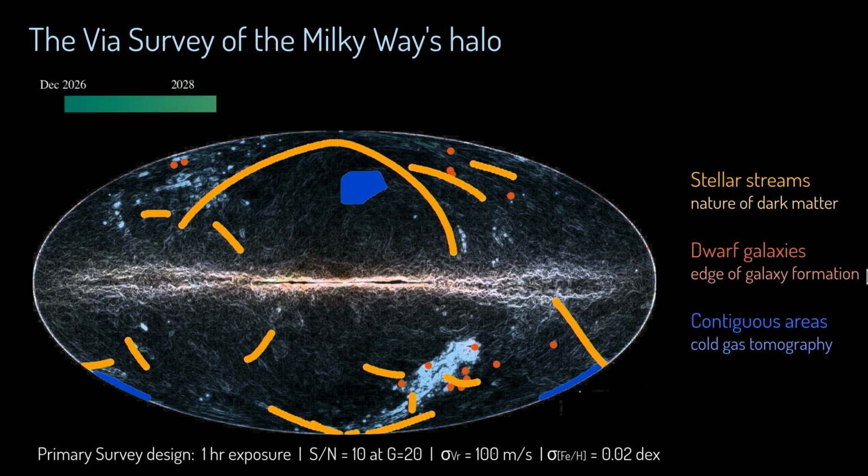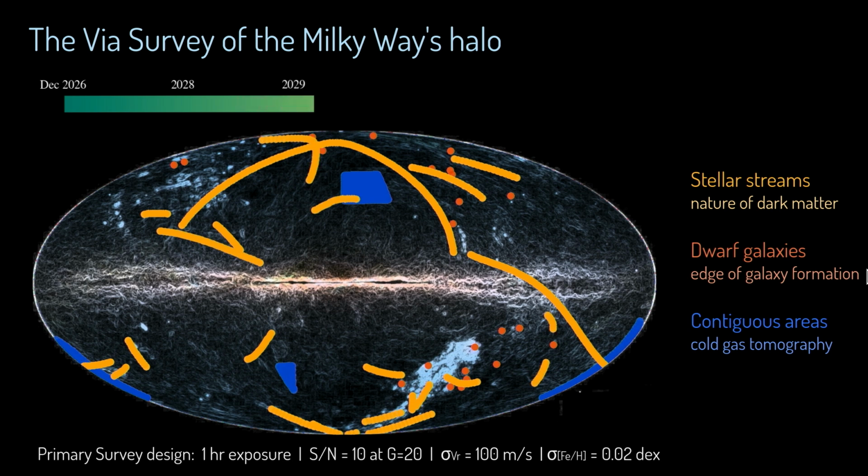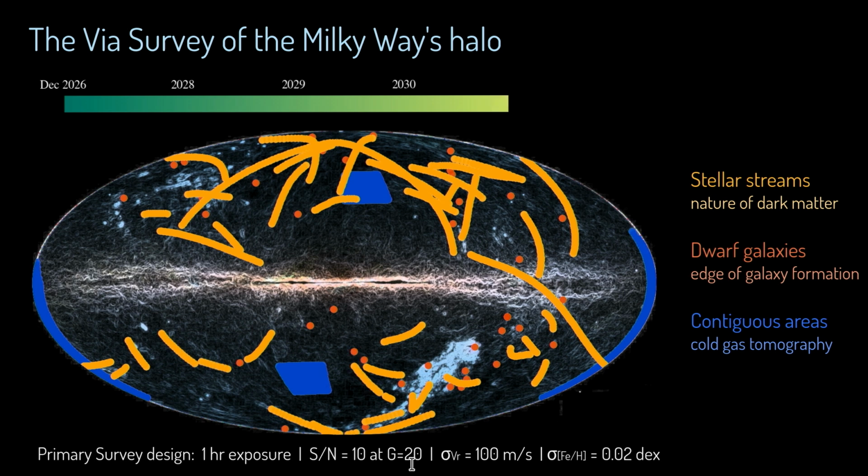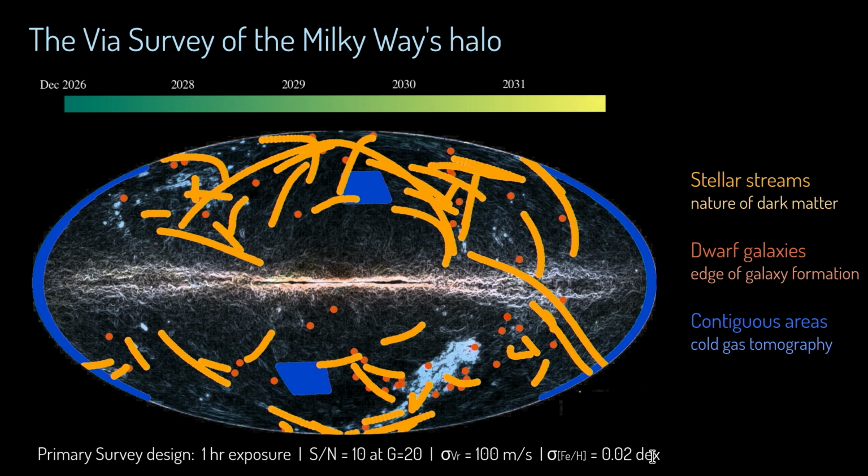project. And here I'm just showing a movie of a potential view of having 50 nights per year on the two telescopes. We would be observing stellar streams shown in orange, dwarf galaxies in red, and then continuous areas to map the cold gas in the Milky Way halo shown in blue. These are some of the characteristics that we expect. And basically, you should expect that in 5 or so years, we can tell you what dark matter is. Thank you.